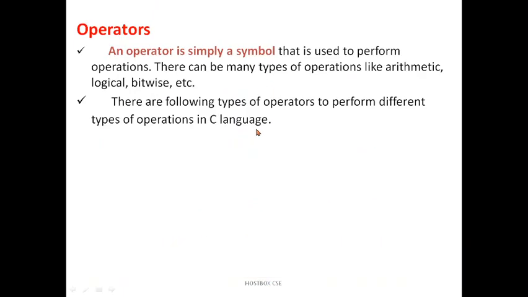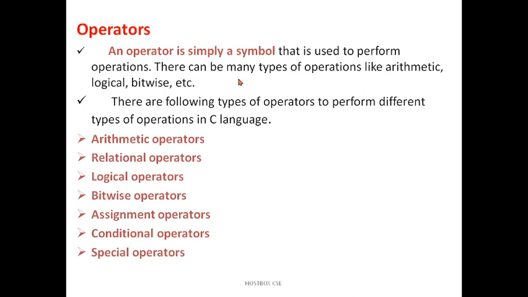So operators, what is an operator generally? Simply put, an operator is a symbol that is used to perform operations on data. There can be many types of operations, like arithmetic, logical, bitwise and so on. There are the following types of operators to perform different types of operations in C language.